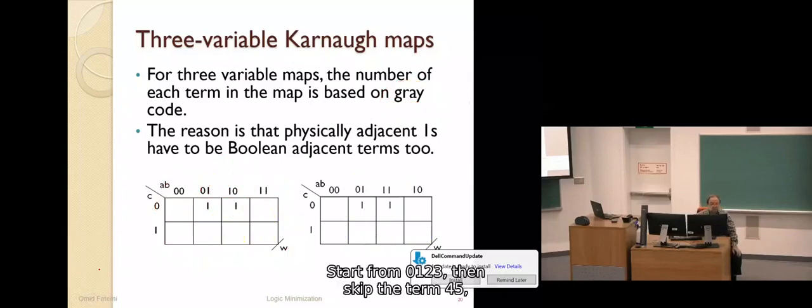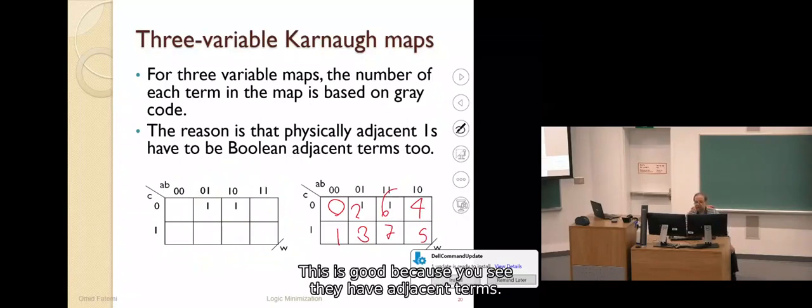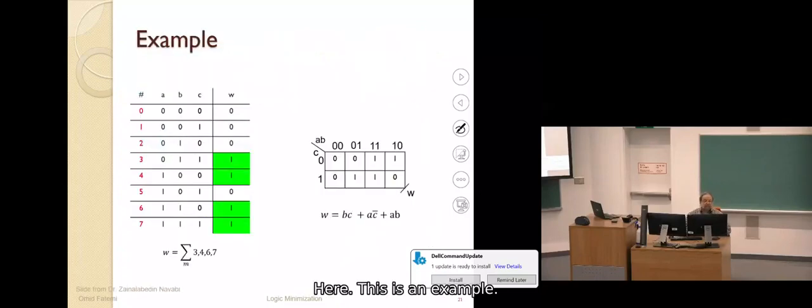We start from 0, 1, 2, 3, then skip the turn, 4, 5, then come back, 6, 7. This will become our Carnot map. This is good because you see they have adjacent terms. So what does it mean? Let me show you an example. Here, this is an example.